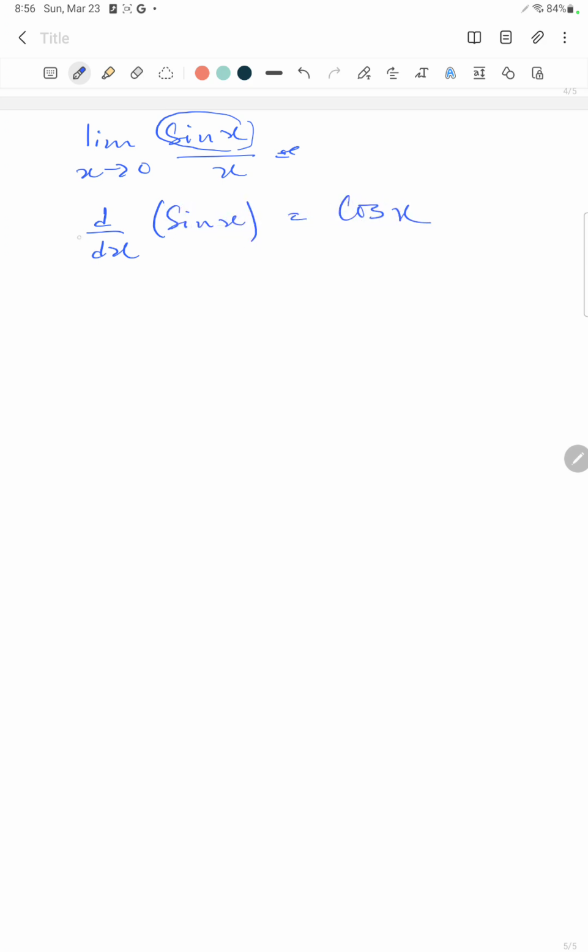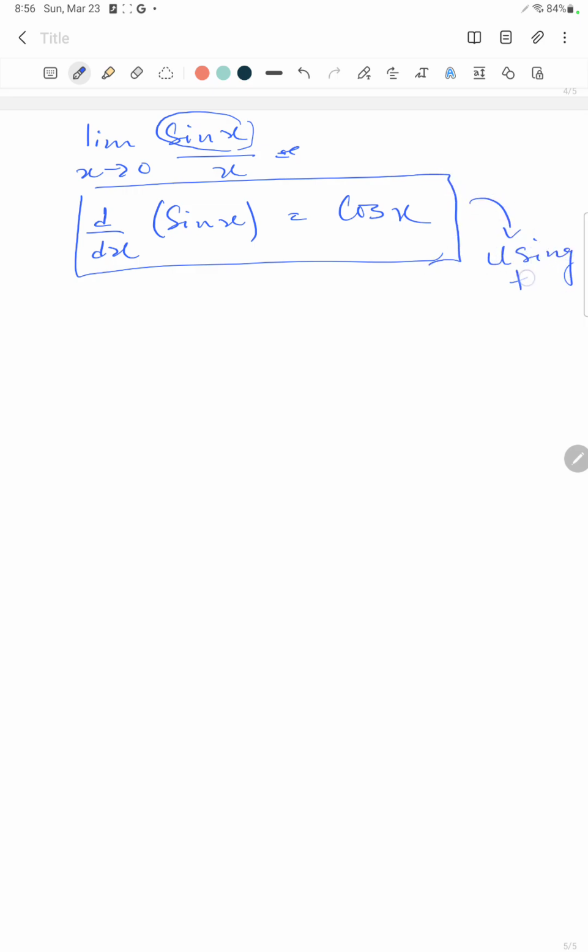So the first thing is that let us examine this thing closely. When you are using L'Hopital's rule, you are using the fact that the derivative of the numerator sine x is equal to cos x. So you are using the fact that the derivative of sine x is equal to cos x. I am using this fact while evaluating this limit by L'Hopital's rule. So let us see how this leads to a fallacy.